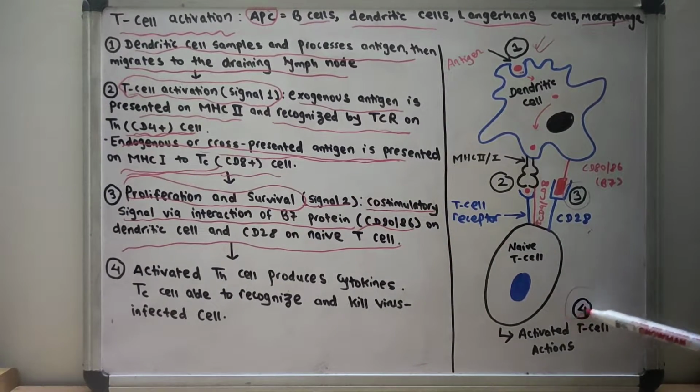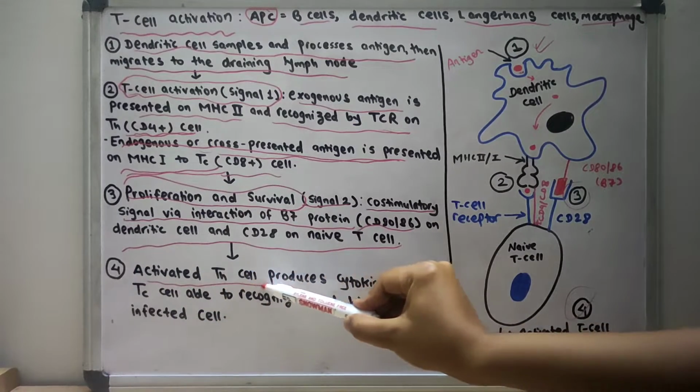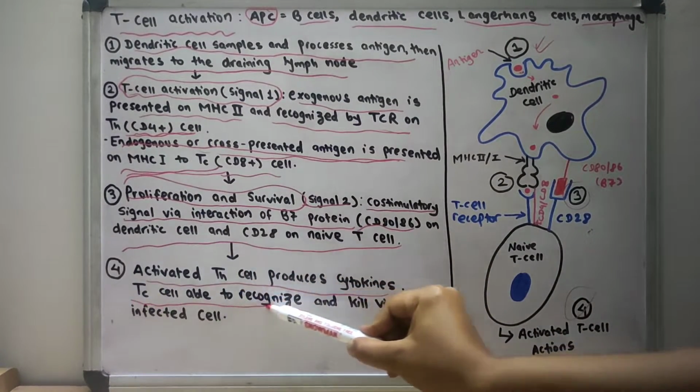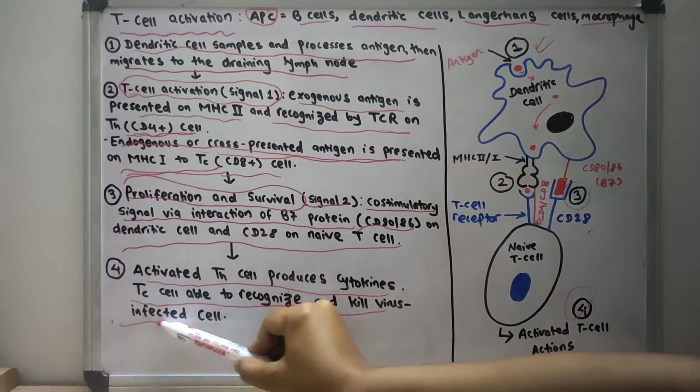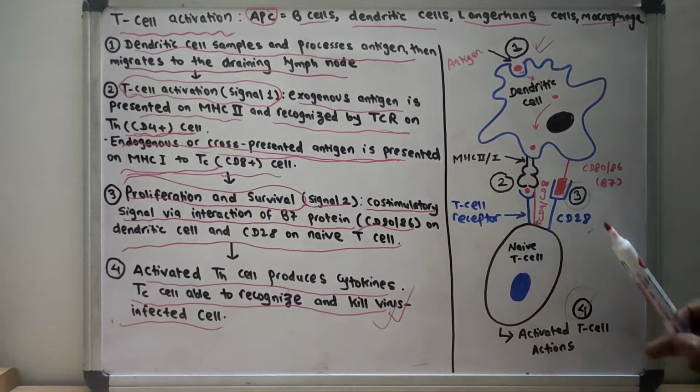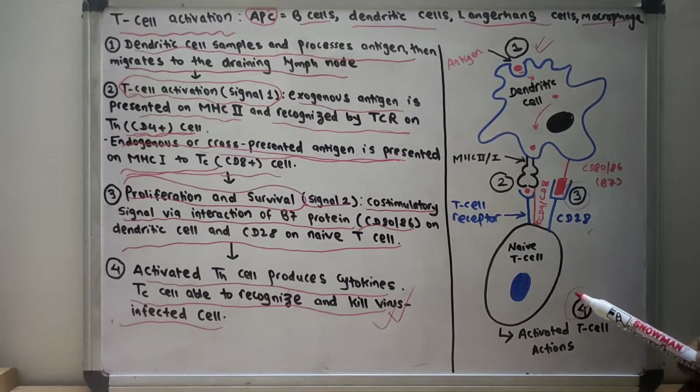And at the end, the activated TH cells produce cytokines. The cytotoxic T cell is able to recognize and kill virus infected cells through various mechanisms. So this is how the naive T cell is activated into the T helper cell and cytotoxic T cell.